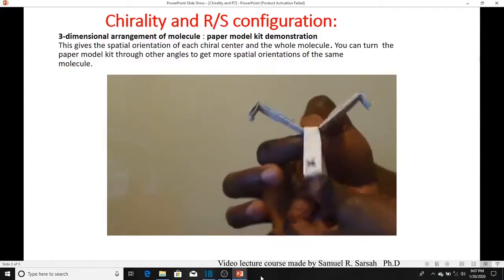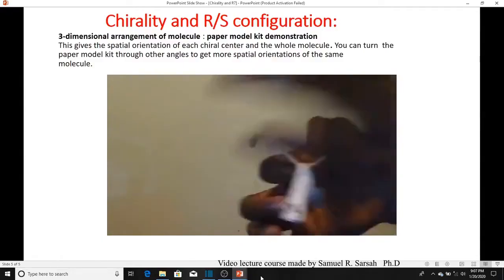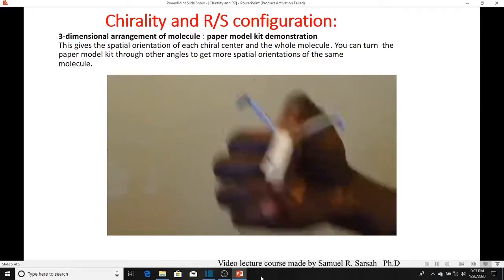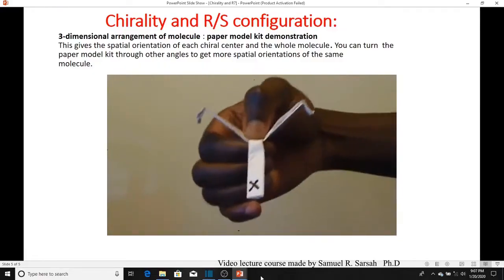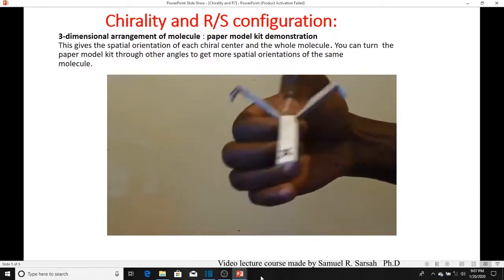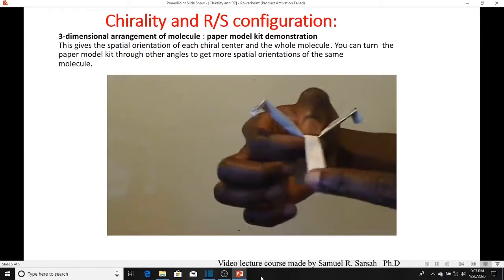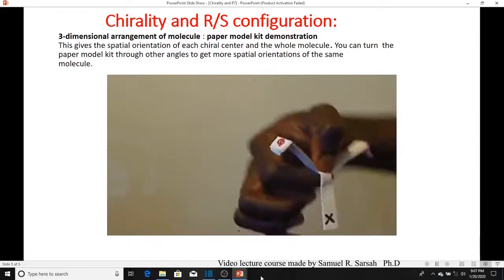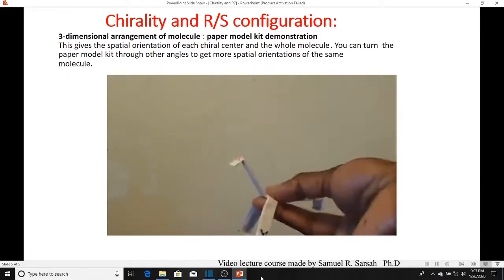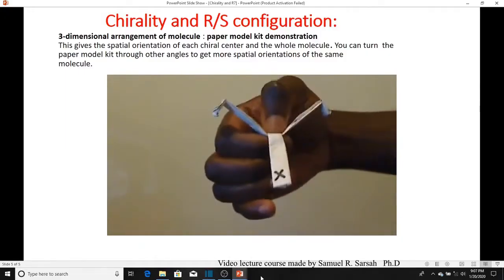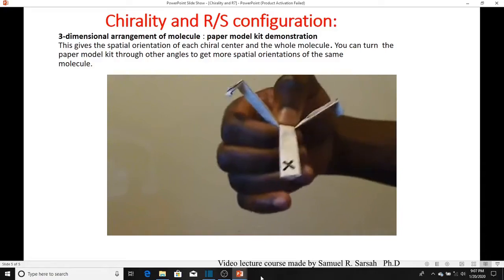I have this paper here which has 4 sides. I'm going to use this as a hydrocarbon with a carbon at the center where my thumb is pointing. And then the 4 different groups attached are X, W, Q, and then Y. Okay. So the chiral center, or the chiral carbon, is where my thumb is pointing.